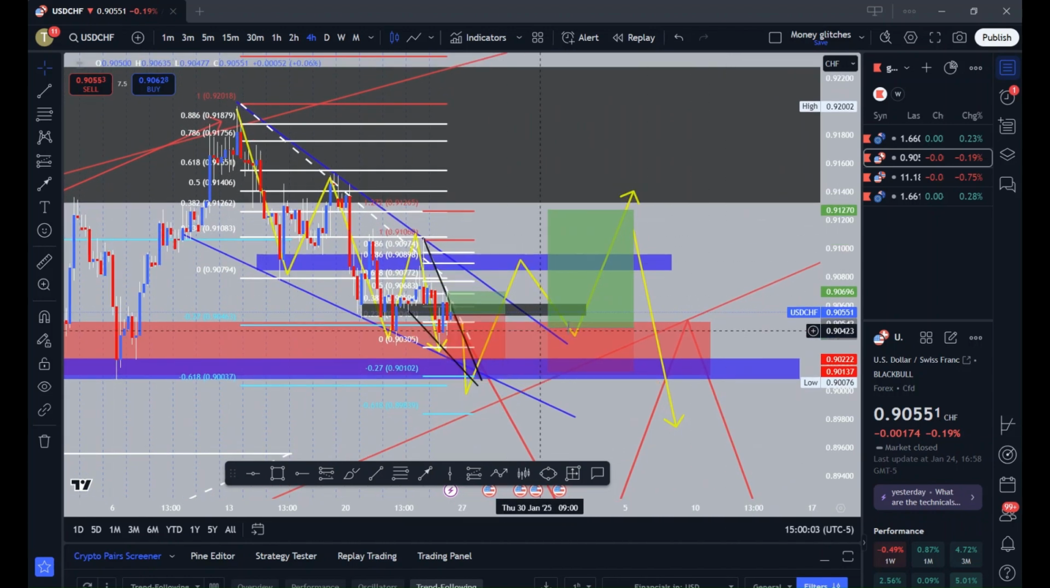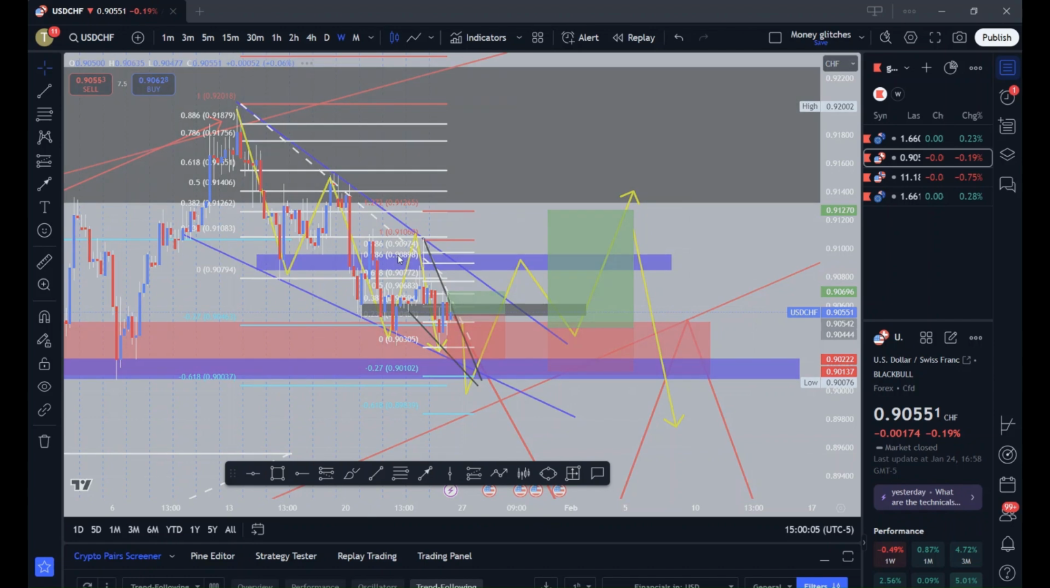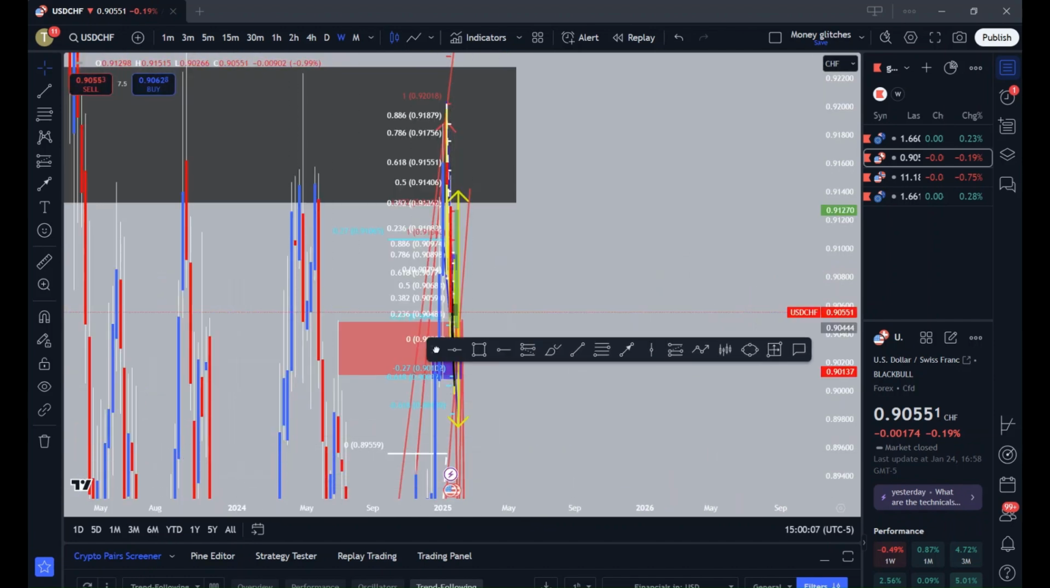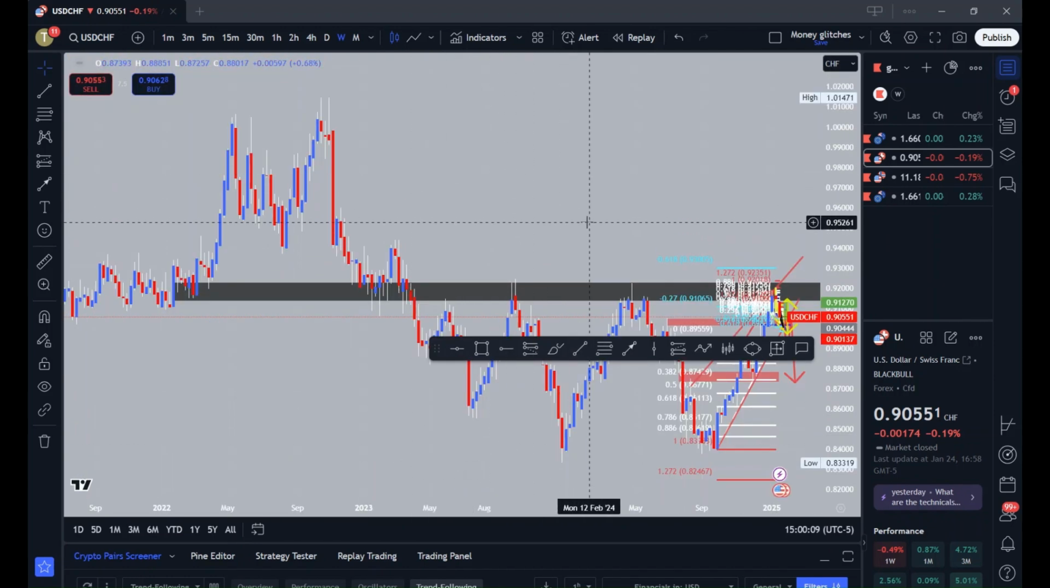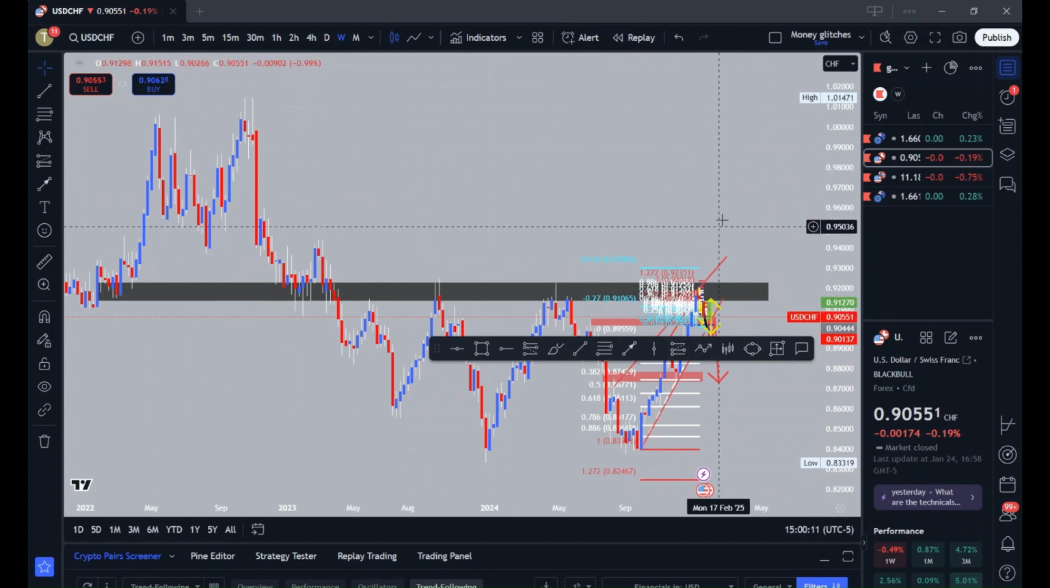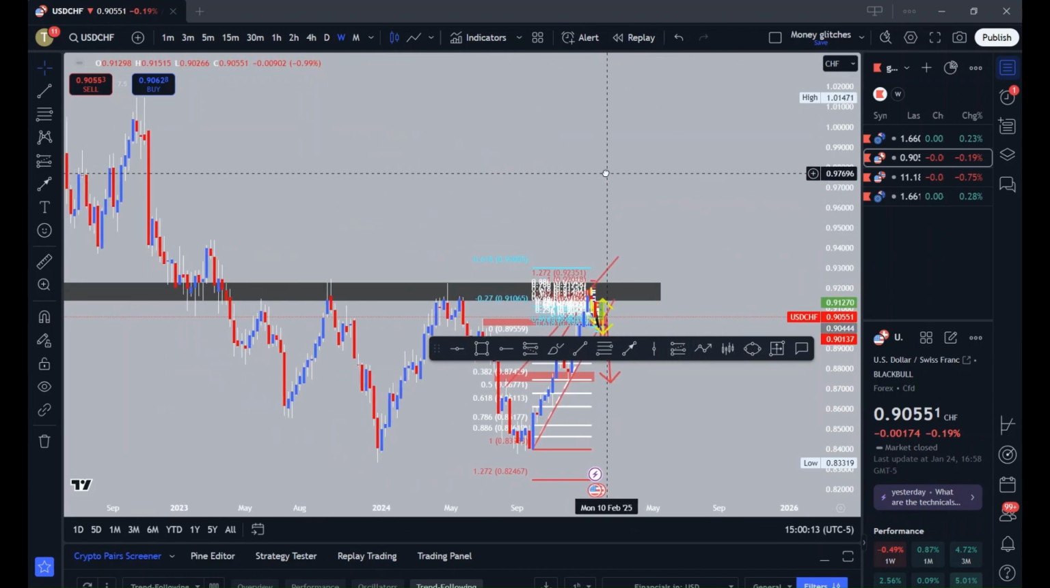Overall, price is testing this weekly level, which in my opinion means it'll slightly reverse. Now, it doesn't mean that it'll come all the way down here, but for me, it means that we could see some blockages up here in the buy category.